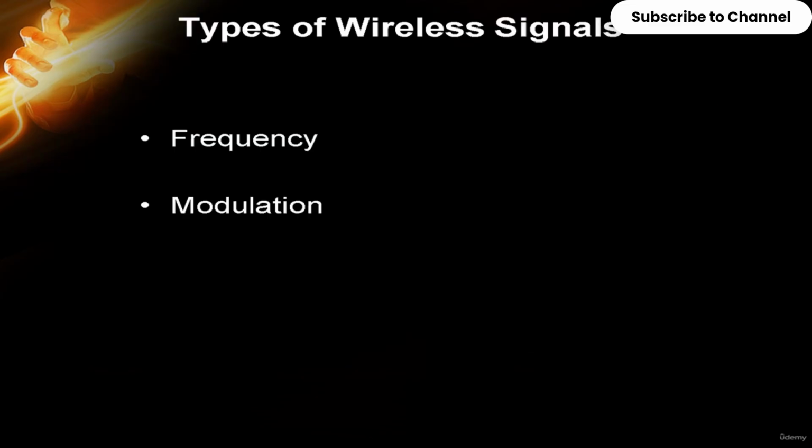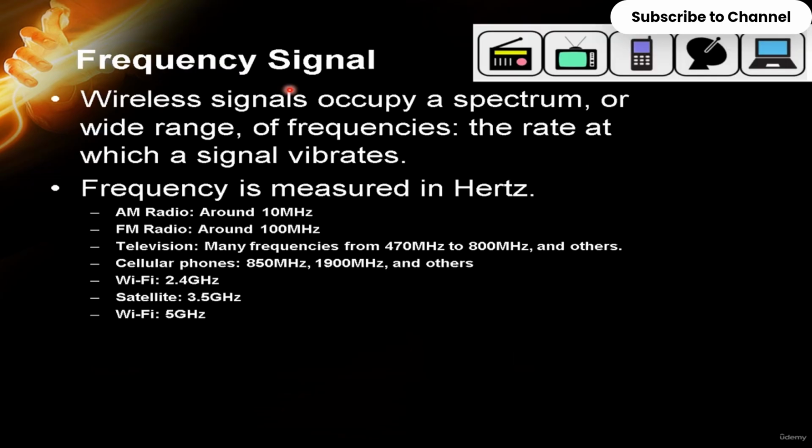Then types of wireless signals. There are two types of wireless signal: frequency and modulation. The frequency of the signal depends on the occupation of the spectrum. In the previous lecture, we saw various spectrum with various frequencies.